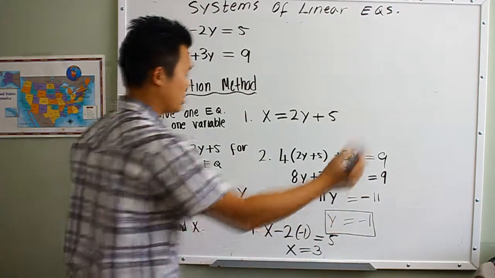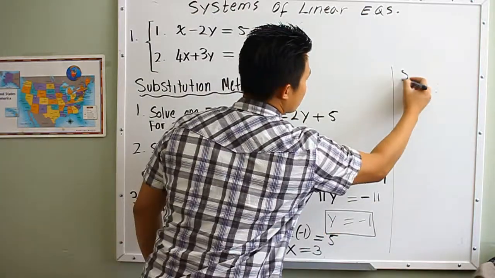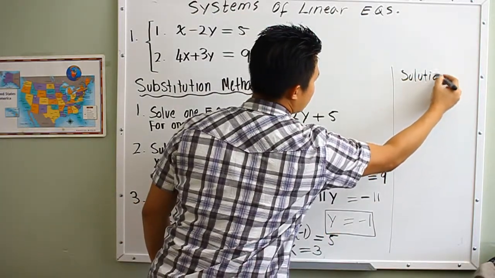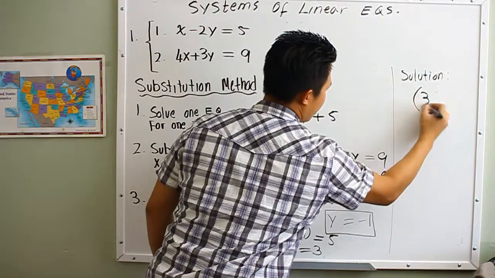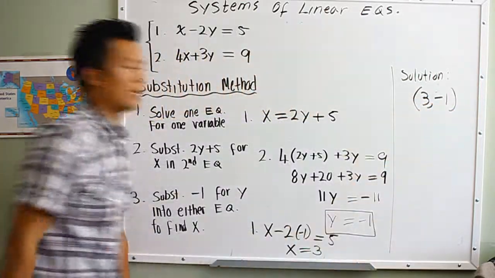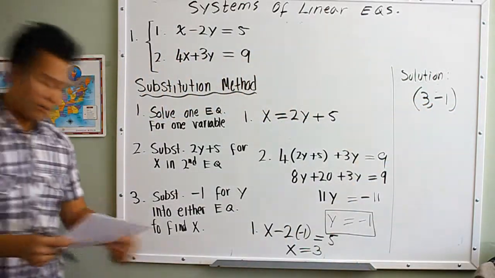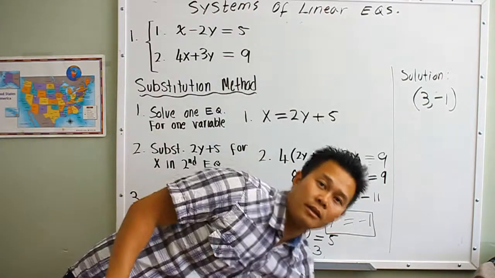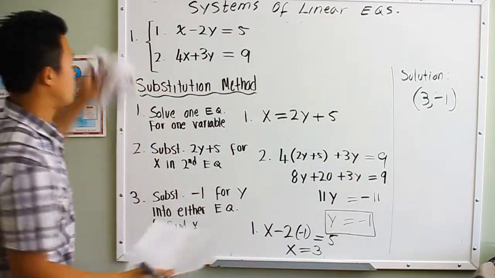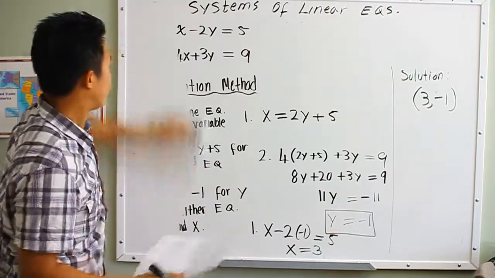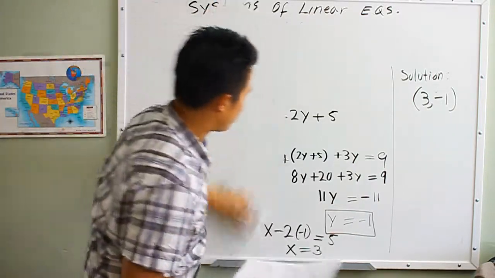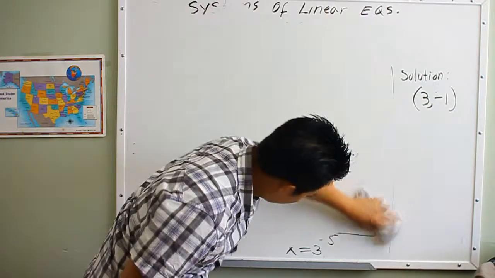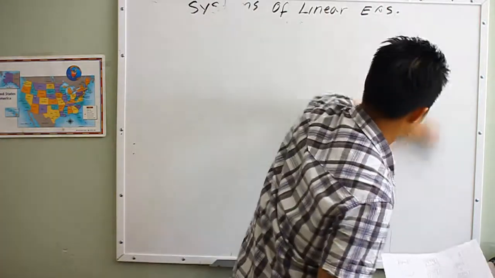So the solution for these two lines is (3, -1). That is where the two lines will intersect. All right? That is the substitution method. I'm going to go through another problem and I'll show you a different method to solve systems of two equations.